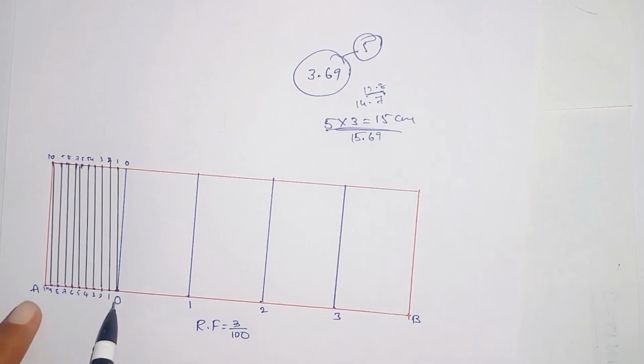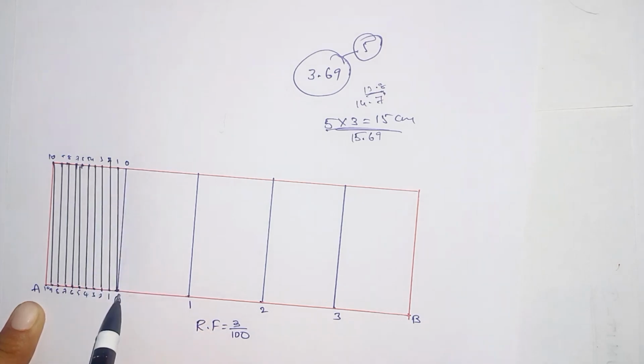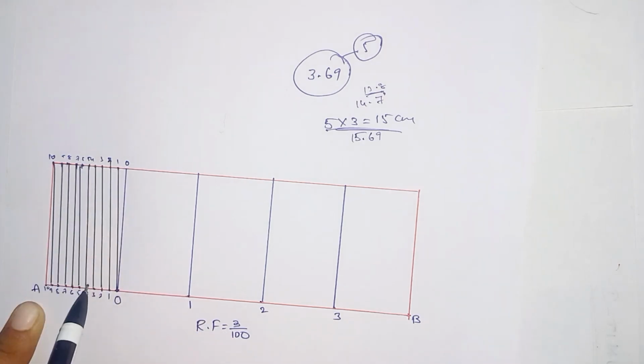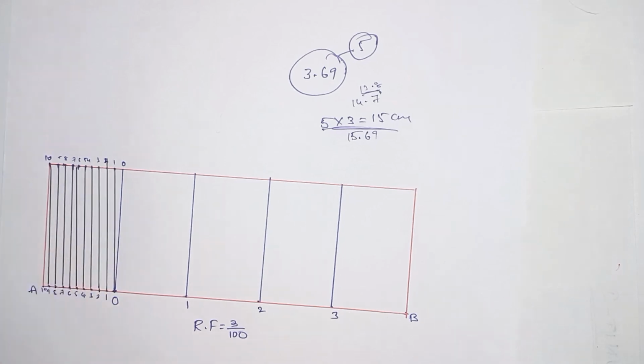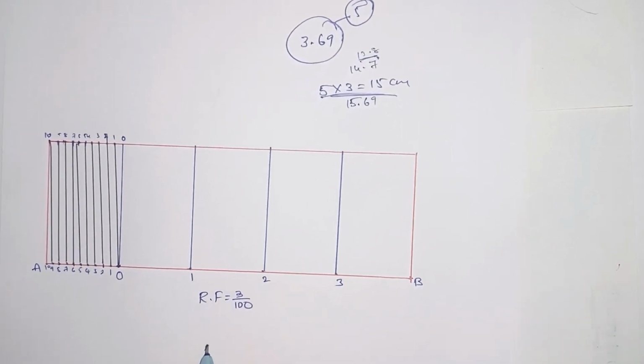First of all, from the left side you have to divide 10 equal parts above and below. From 0, you have to join above to 1, 2, 3, 4, 5, 6, 7, similarly 9 and here 10. You have to mention this is the diagonal. And you have to mention the RF in the middle of the scale.